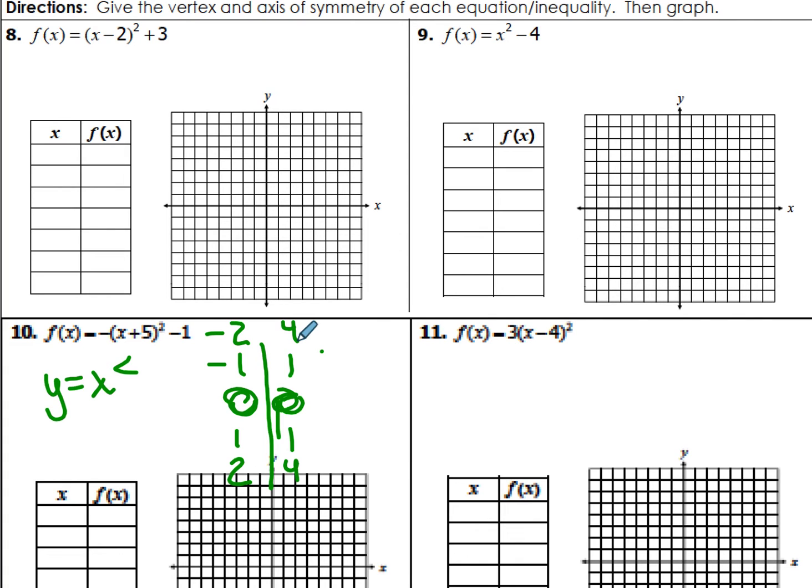So what we're doing is we're just moving each of these points. So first figure out where your vertex is. Remember, it's what am I subtracting from the x? 2. And then what am I adding or subtracting to the quadratic? 3. So my vertex is going to be at 2, 3.